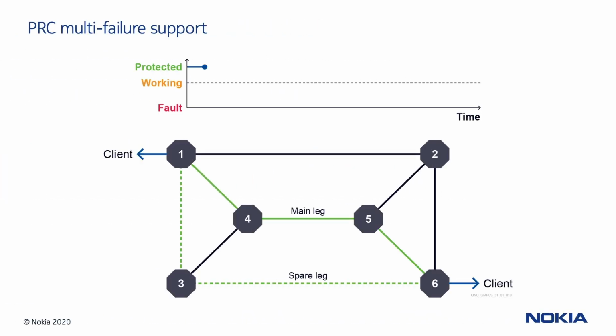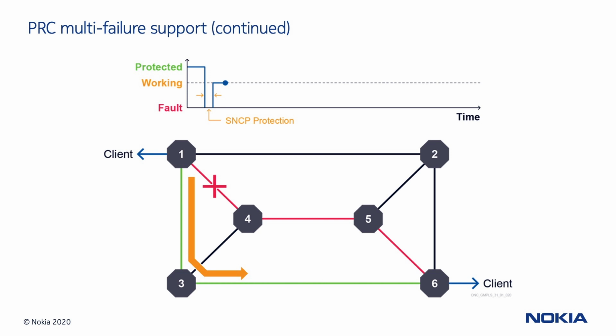In this example, we can see a sequence of steps happening in a typical PRC-protected traffic flow. Note the active main route represented by a straight green line, where data traffic is routed initially. Note also the standby spare route depicted with a dotted green line.